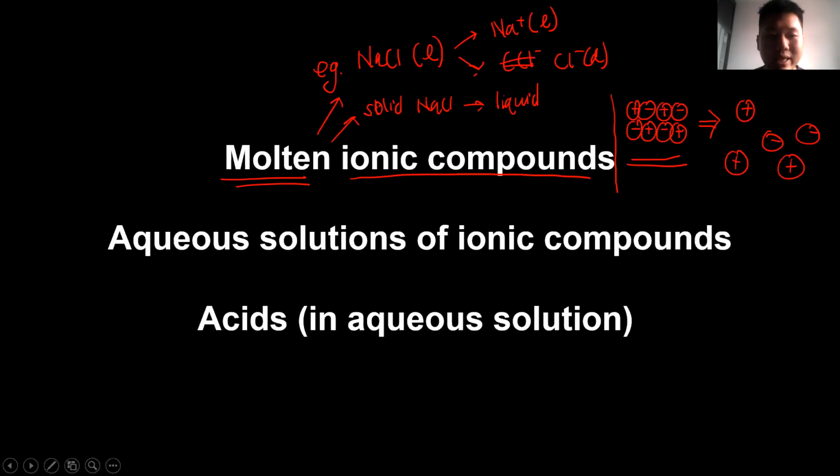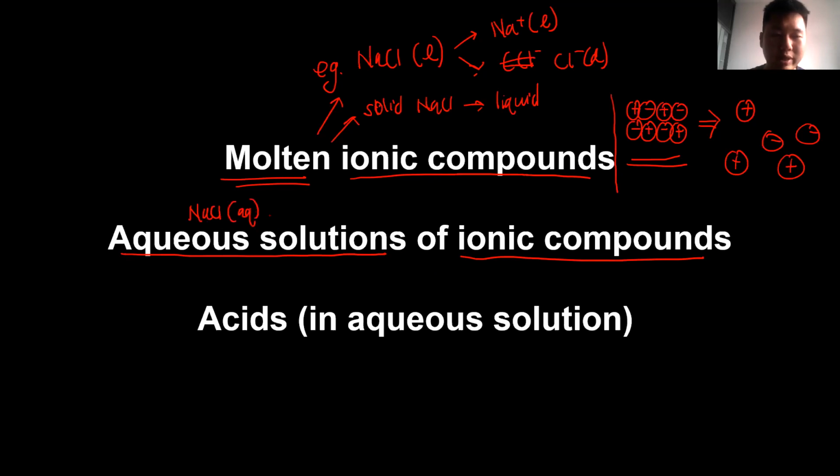Okay, so the second electrolyte that we often use is the aqueous solution of ionic compounds. Ionic compounds in the molten state and aqueous state can be electrolytes. The reason is that when we have an aqueous solution of ionic compounds, the lattice, similar to the molten one, will be broken down. So let's say we have NaCl in aqueous state, we put aq behind. What we have is Na+ (aq) and Cl- (aq) in the solution.